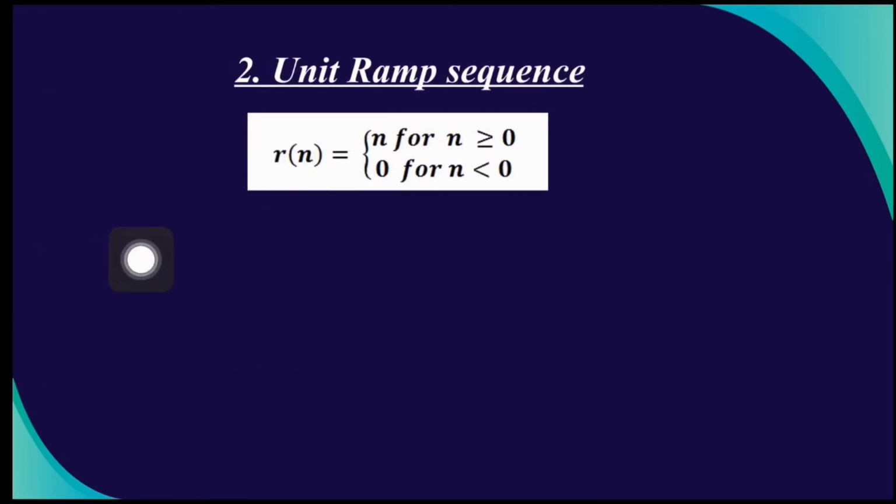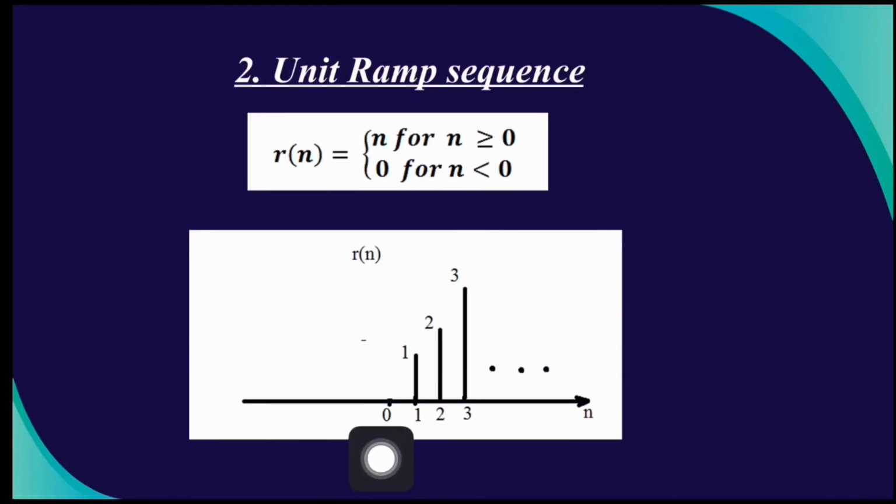Next we have the unit ramp sequence, which is defined as r of n is equal to n for n greater than or equal to 0 and 0 for n less than 0. This is the graphical representation of the unit ramp sequence. At n equal to 0, its value is 0. At n equal to 1, its amplitude is 1. At n equal to 2, it is 2, and so on.